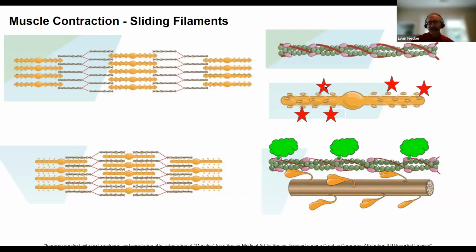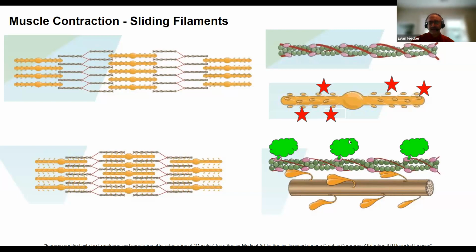Notice the myosin heads are attached to ATP, adenosine triphosphate, before the overlap. Here, calcium, which is represented by this green bubble, has now bound to the troponin. The tropomyosin rotates off of the active sites.